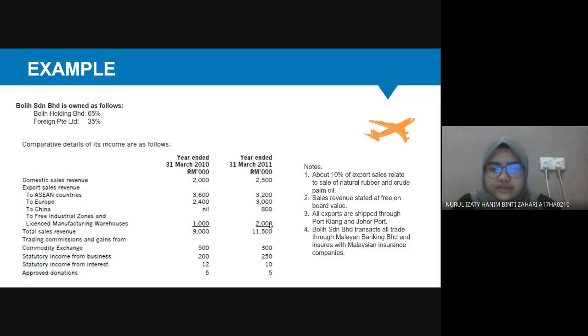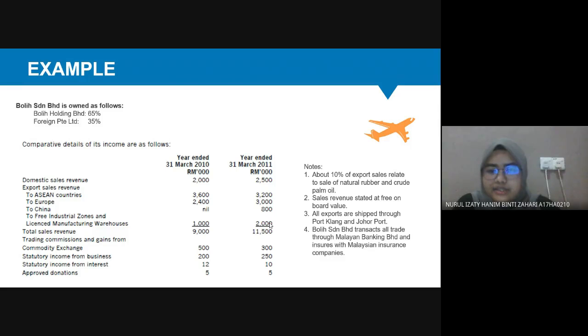The trading commissions and gains from commodity exchange is 500,000 in 2010 and 300,000 in 2011. So the statutory income from the business is 200,000 in 2010 and 250,000 in 2011. And statutory income from interest is 12,000 in 2010 and 10,000 in 2011. And then the approved donation is 5,000 in both years. So the note here is that about 10% of export sales relate to the sales of natural rubber and crude palm oil.